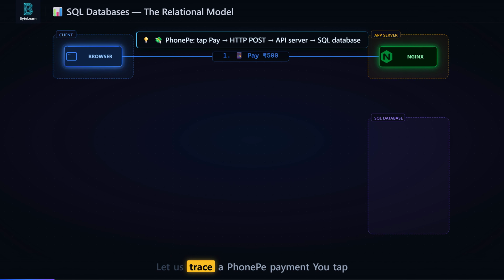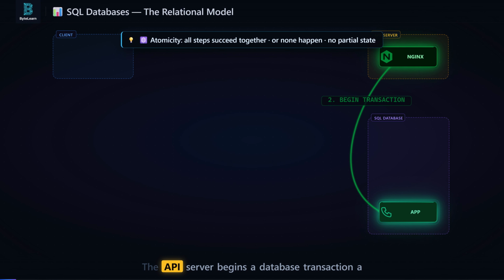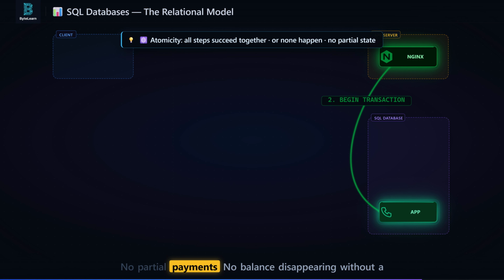Let us trace a PhonePe payment. You tap pay 500 rupees to a friend. Your app sends an HTTP POST request to PhonePe's API server. The API server begins a database transaction, a formal unit of work. Everything that happens next, either all succeeds together or none of it happens. This is atomicity, the A in ACID. No partial payments, no balance disappearing without a record.